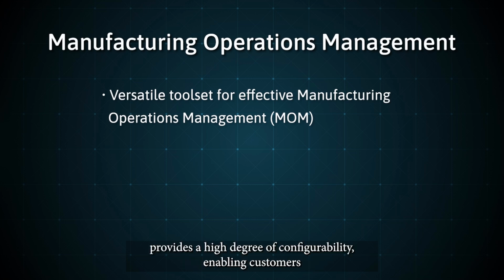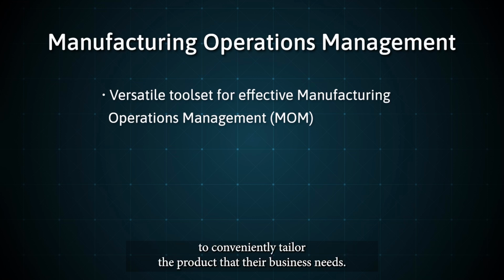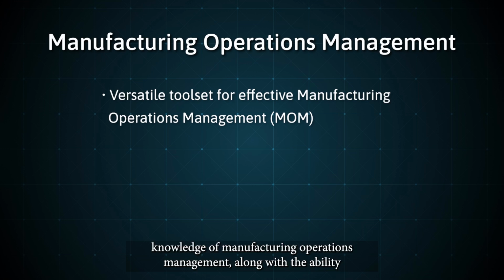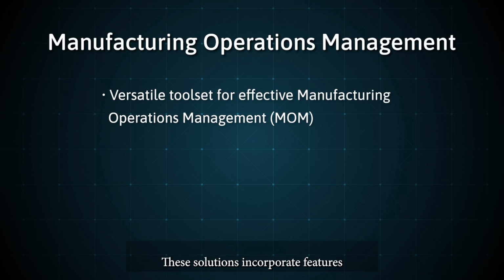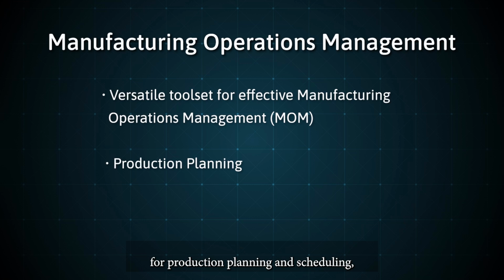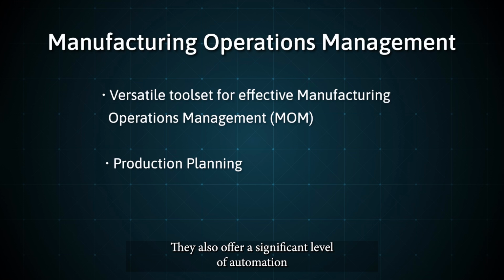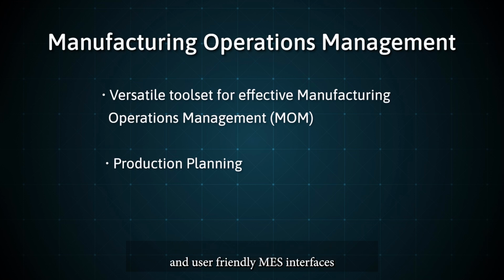Lean System Platform provides a high degree of configurability, enabling customers to conveniently tailor the product that their business needs. Roima brings to the table a deep knowledge of manufacturing operations management, along with the ability to design and deploy Manufacturing Operations Management Solutions. These solutions incorporate features for production planning and scheduling, production execution, and monitoring. They also offer a significant level of automation and user-friendly MES interfaces that steer users through set processes and workflows.